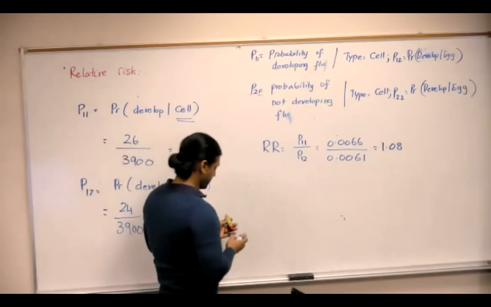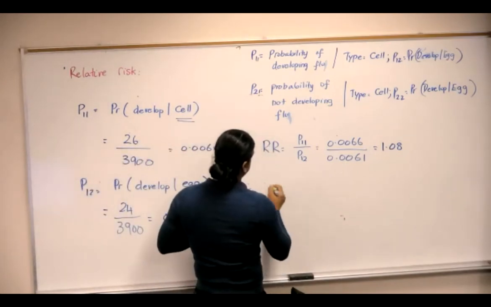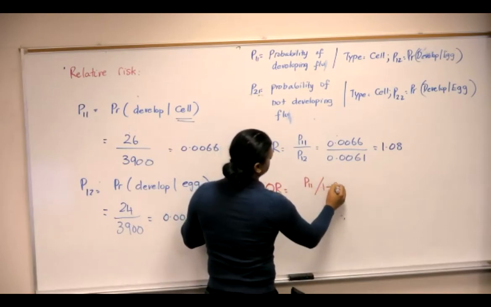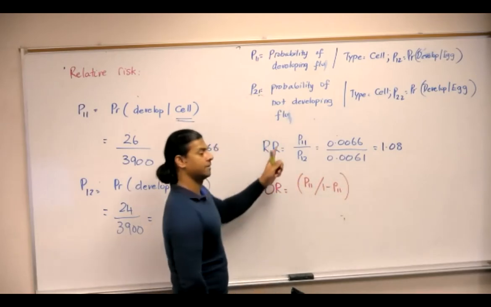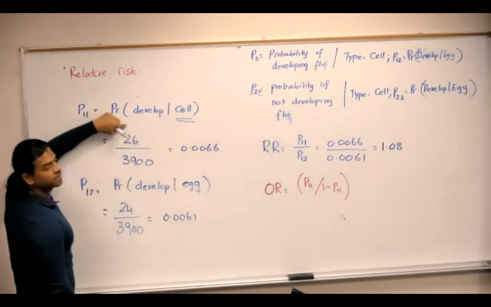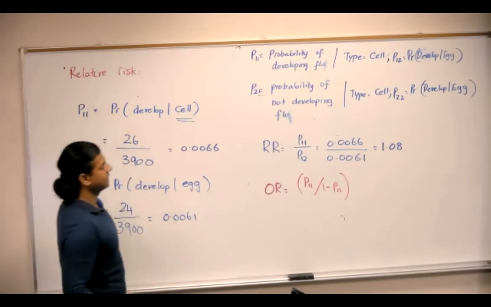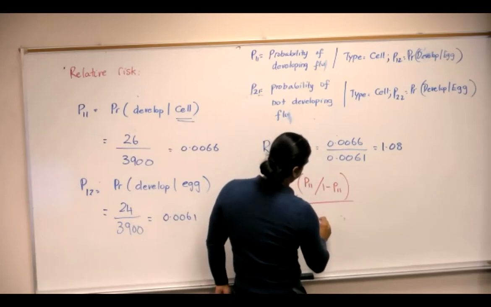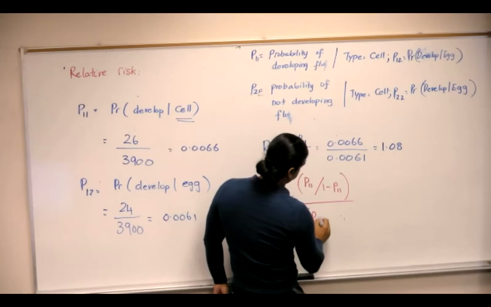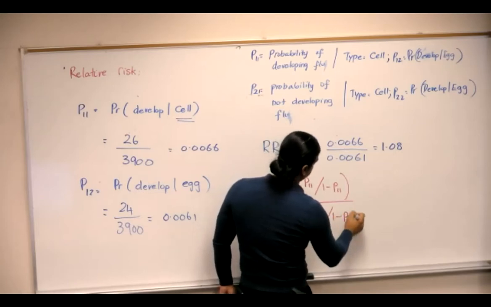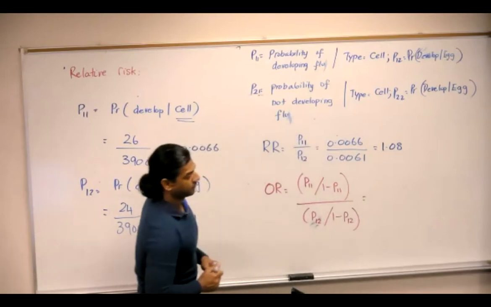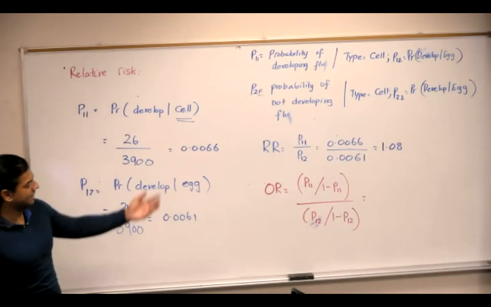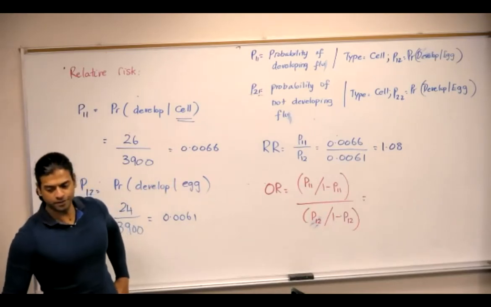How about the odds ratio? The odds ratio will simply find the odds of the first group, which is you develop flu, given that the vaccine is cell-derived, and divide that by P12 over 1 minus P12. Make sure you put parentheses properly. Put it in the calculator and tell me what you get for the odds ratio.